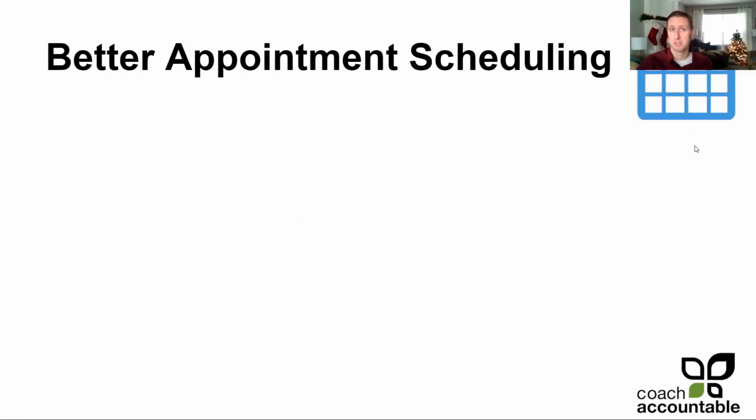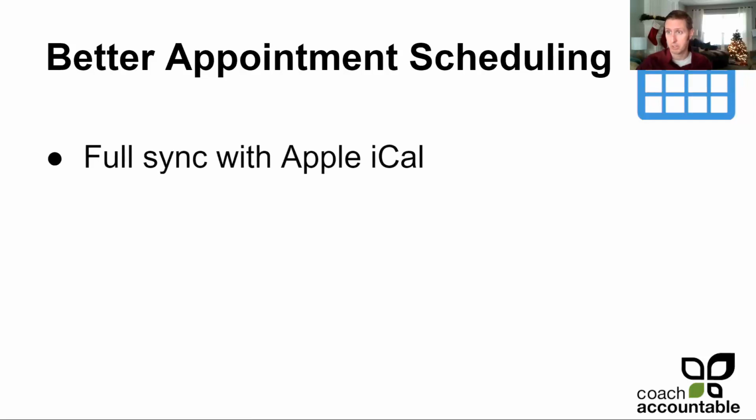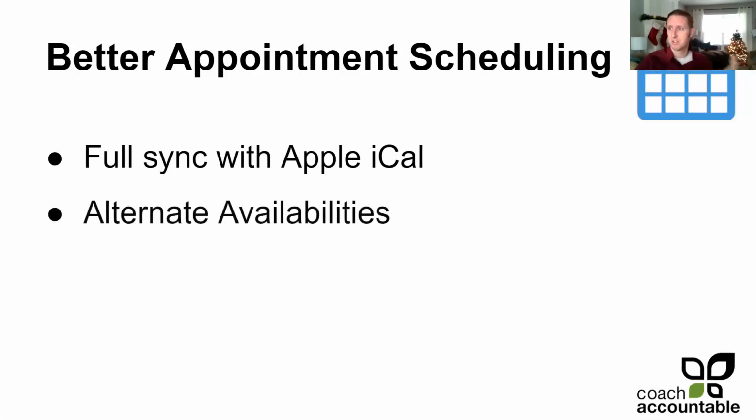We've also done a bunch of things with having better appointment scheduling. Probably the first and foremost biggest one was a full sync with Apple iCal, which now completes the holy trinity of Google, Outlook, and iCal, so everyone can pretty much sync their calendar. We've got a couple other things that are just nice to have more fine-grained control over configuration.